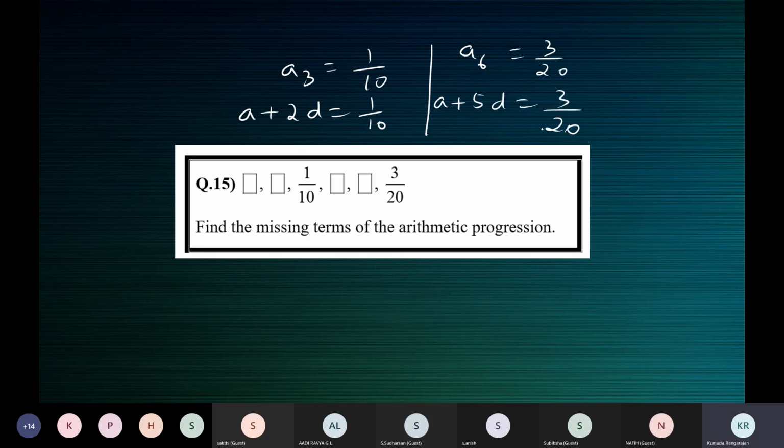So we have two equations in A and D. Solve the two equations, like you have two equations in X and Y and you solve them for X and Y. Solve these two linear equations and find the values of A and D. Once you find them, A is the first term. Then the second one is A plus D. The third one is known. The fourth one is A plus 3D. So you can use these expressions to find the missing terms.